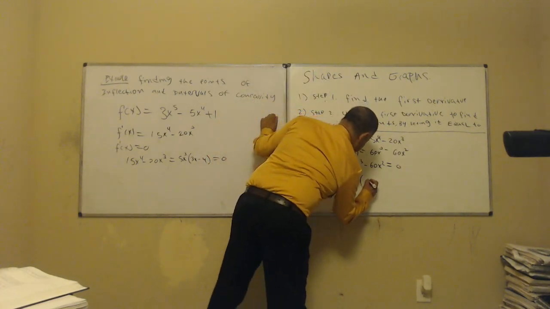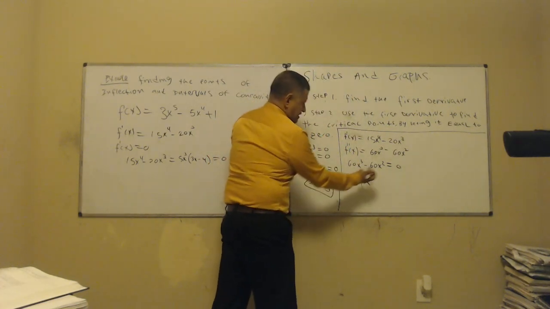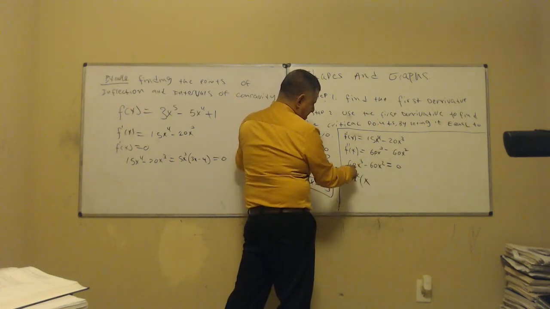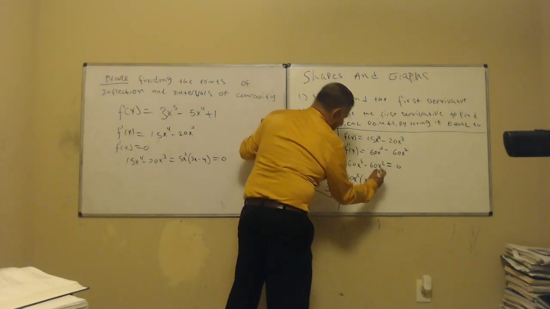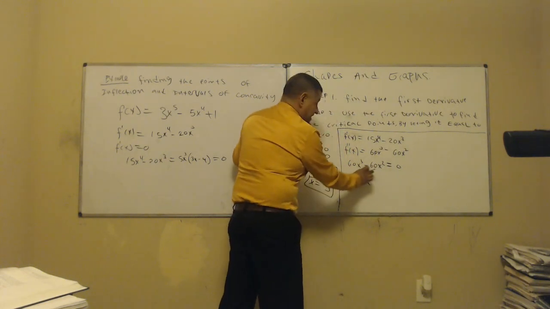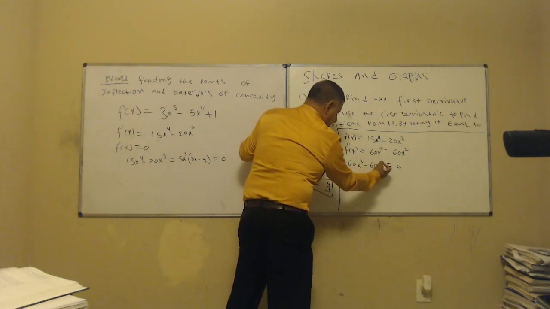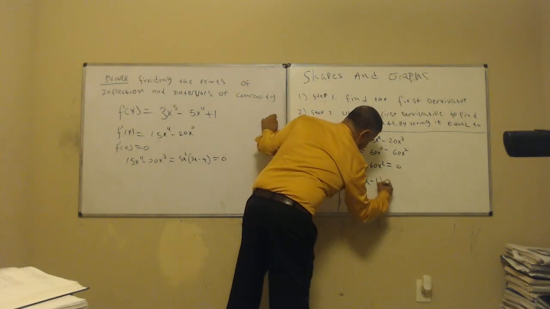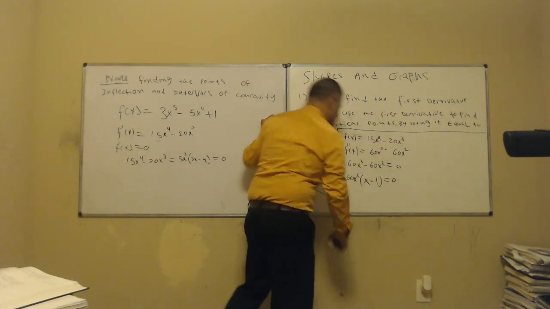And that x I keep over here, because I pull out a 60x squared, leaving me with the x inside. And then I pull out the 60, but in order for me to multiply that across again to get 60, I need 1. So that is x minus 1 is equal to 0.